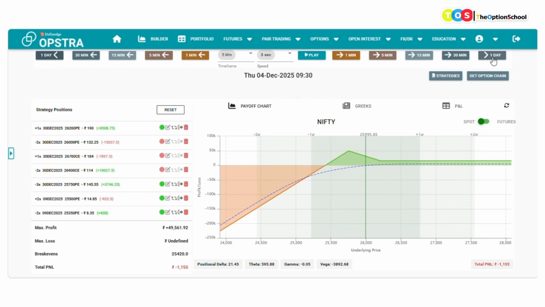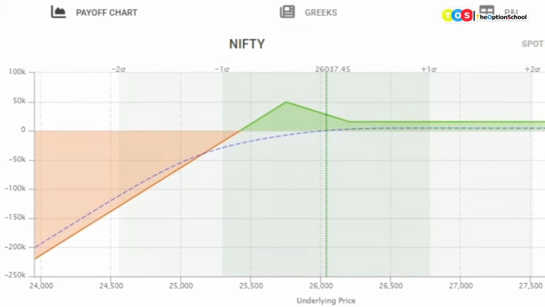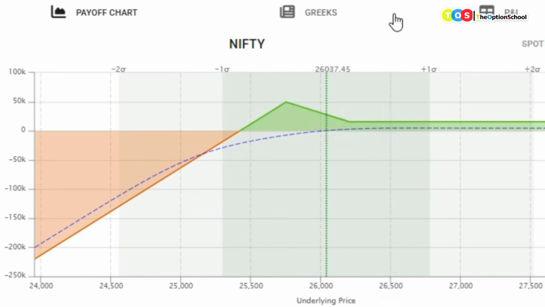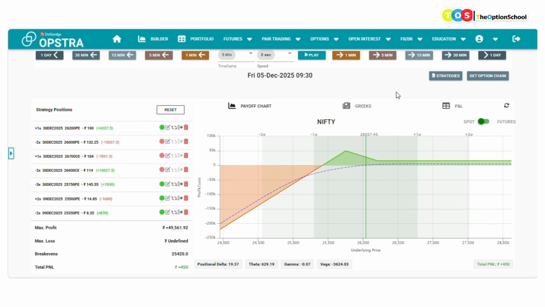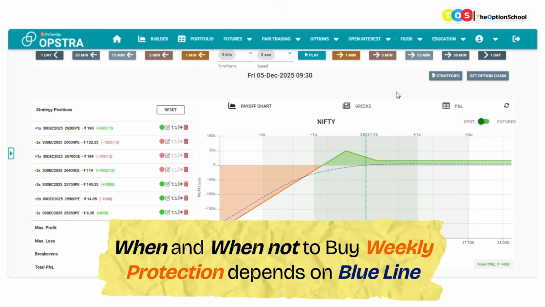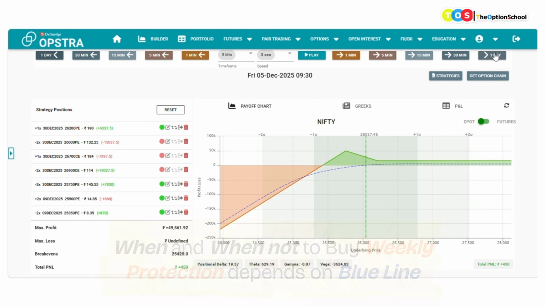Market is there only, not much has happened. Our loss has reduced slightly. Next day, we are already now in a profit and see the blue line. Blue line is now coming above this horizontal line, which is a good sign for us. So when to buy a weekly protection and when not to buy it all depends upon how the blue line is behaving. Maybe the same trade 10 days after it has been taken will be much different compared to what is happening right now.